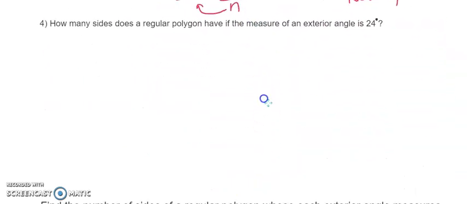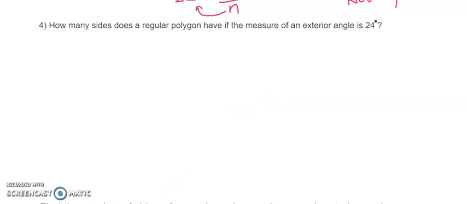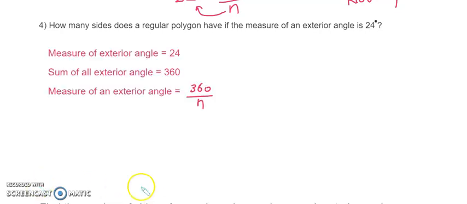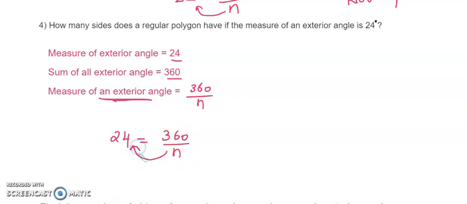Okay, let's talk about the next one. How many sides does a regular polygon have if the measure of an exterior angle is 24? So we know that the measure of an exterior angle is 24, as given. The sum of all the exterior angles is 360. So the measure of an exterior angle will be 360 divided by n. The measure of one exterior angle is given as 24, which is equal to 360 by n. Take the n to the other side, so it becomes 24n is equal to 360. So now we'll divide 360 by 24.